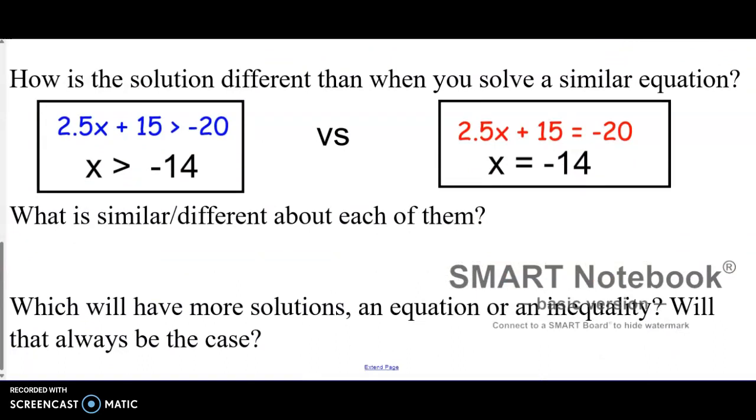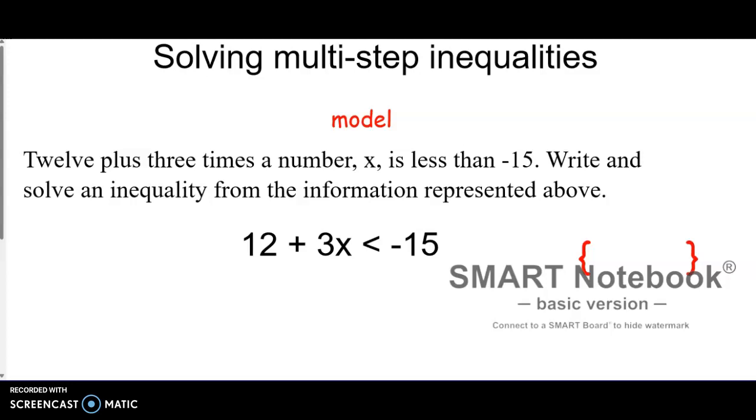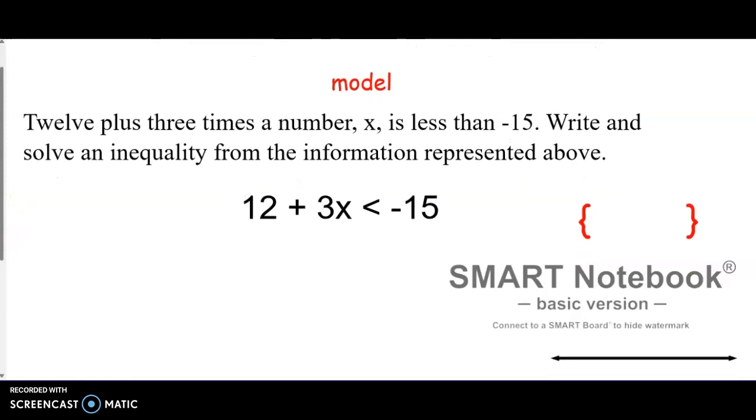How is the solution set different than when you solve for similar equations? What makes them different is this. With an inequality, there's an infinite number of answers. With an equation, there's only one answer. That's the biggest difference between the two of them. Take a minute, write this one down, find a solution set, and then graph.